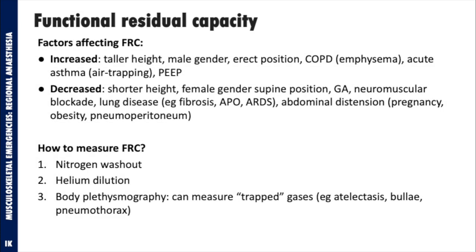So what can affect FRC? It can be increased by being taller, being male, by standing up, COPD, the emphysema subtype, acute asthma, or giving PEEP. It can be decreased by mostly opposite things, like shorter height, female gender, supine position, GA, giving muscle relaxant, having some lung disease, or having abdominal distension, which is compressing on the lung.